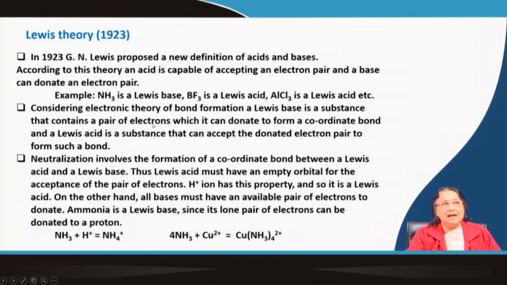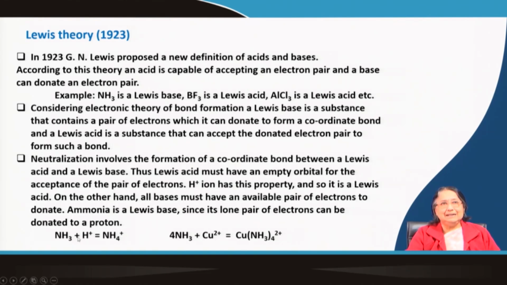Considering this theory, in bond formation, a Lewis base is a substance that contains a pair of electrons. If it does not contain an electron pair, then how can it give one? The base has a pair of electrons which can be donated, and the acid is something which can take up that electron pair to form a bond. Neutralization is nothing but the formation of a coordinate bond. The electron pair is given and somebody is taking that electron pair, and that is nothing but the coordinate bond.